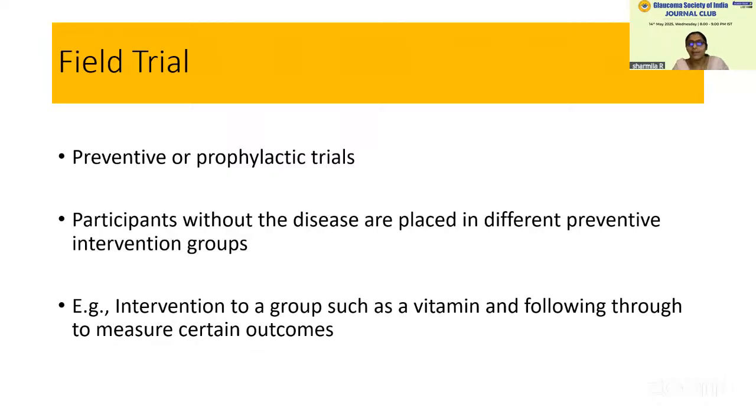Moving on to the third part, which is the first I told about, clinical trials. In that we had randomized trial, non-randomized trial, crossover, and the factorial trial. And then under the experimental study, the second part was the community trial, which I just explained. And the third one is the field trial, which is the last one.